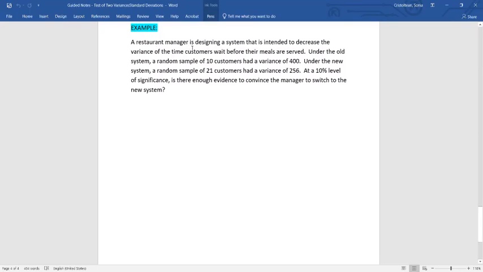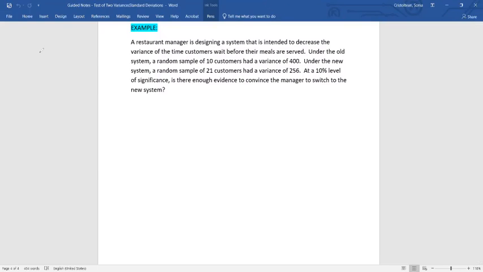A restaurant manager is designing a system that is intended to decrease the variance of the time customers wait before their meals are served. Under the old system, a random sample of 10 customers had a variance of 400. Under the new system, a random sample of 21 customers had a variance of 256. At the 10% level of significance, is there enough evidence to convince the manager to switch to the new system?